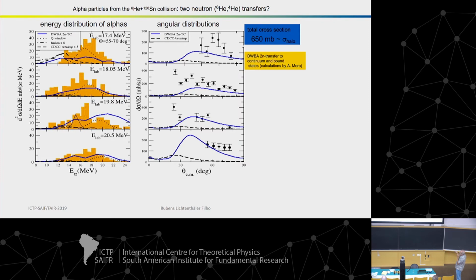If you change the energy, you see that this experimental distribution shifts to the left a little bit, but still the transfer to continuum describes the results reasonably well. Here is the angular distribution corresponding to these events. And also the magnitude of the cross-section is much better reproduced by the blue line, which is the transfer to continuum. CDCC doesn't account for the observed cross-section.